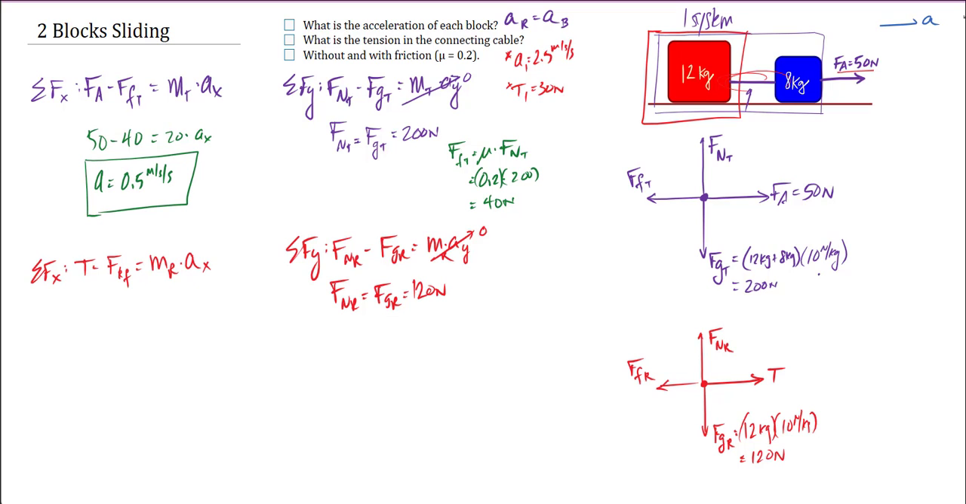which is less than it was before, which makes sense. We added a friction force with the same applied force, so our net force is going to be less, and our acceleration should be less. So that shouldn't be too surprising.